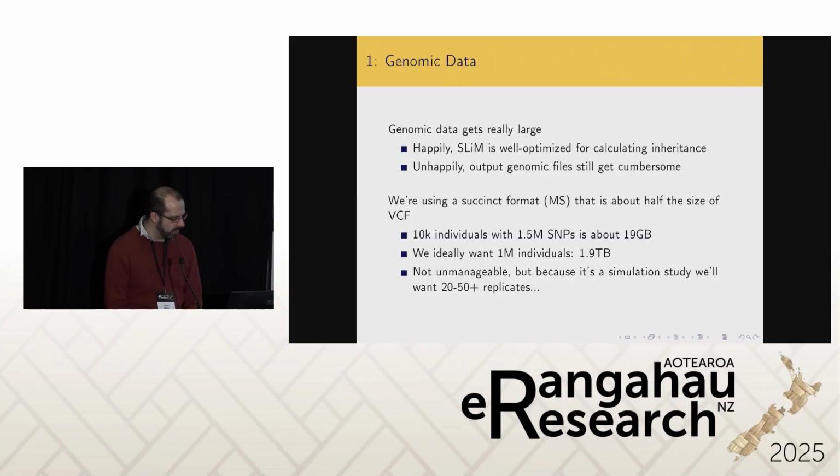So about 10,000 individuals of 1.5 million SNPs, 1.5 million different genomic sites of variation, is about just under 20 gigabytes. Now we're wanting to scale this up to 1 million individuals, as I mentioned before, so there'd be about 2 terabytes, which is not impossibly unmanageable, but because it's simulation, because it's stochastic, it's not based on real data, you want to do a whole bunch of repeated runs so you can get a range of variables and more confidence in your results. And so the numbers start getting big, or at least big enough that NeSI is going to have some strongly worded emails for me.